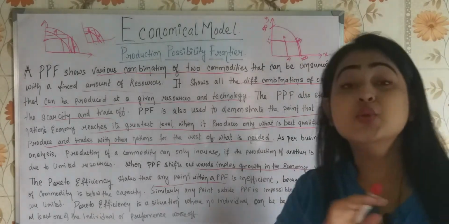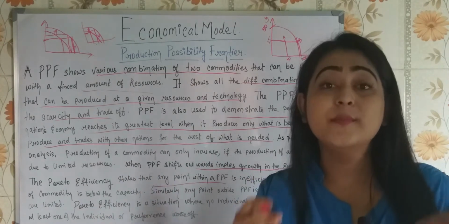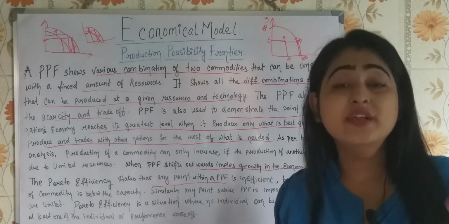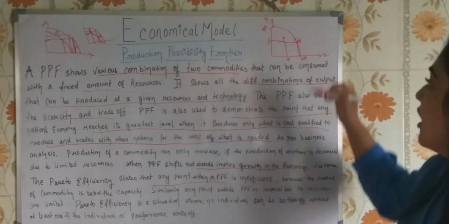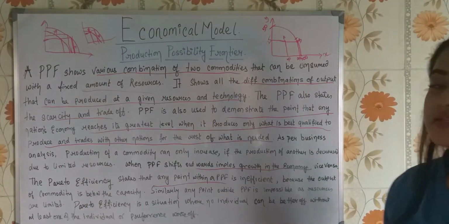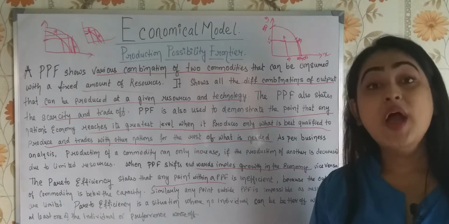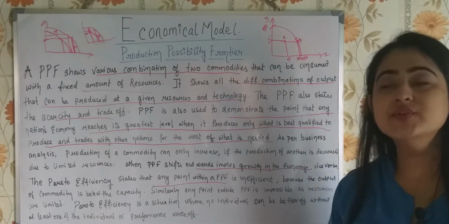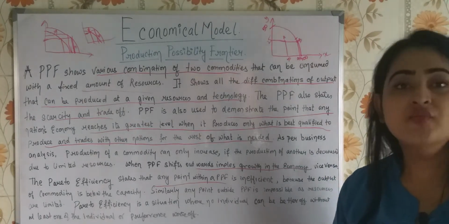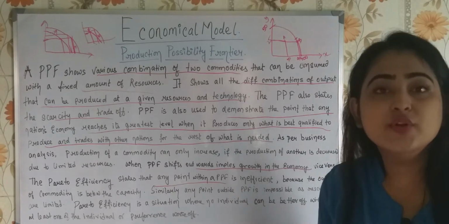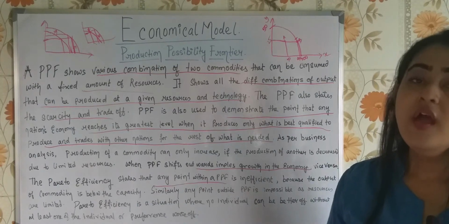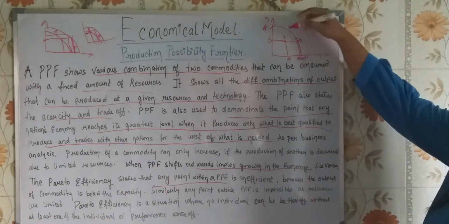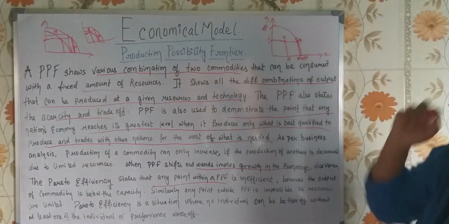Point A is not efficient because while you are producing 25 units of Y, you have the capacity to produce 90 units of X. Understood? You have the capacity, but you are producing only 50 units. So a loss of 40 units you are incurring. You are wasting the resources. That is not efficient production. Whenever the production is done on the PPF curve, that is the efficient production.